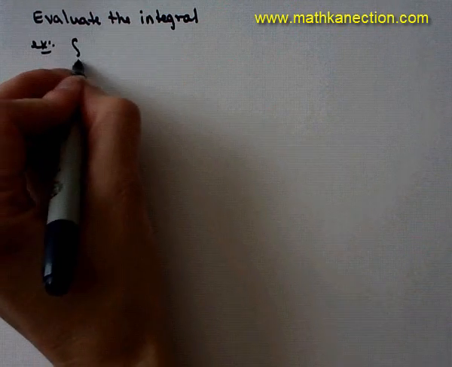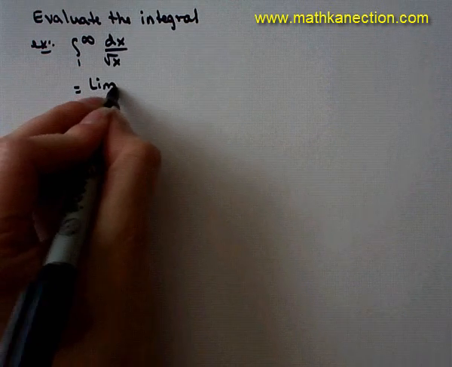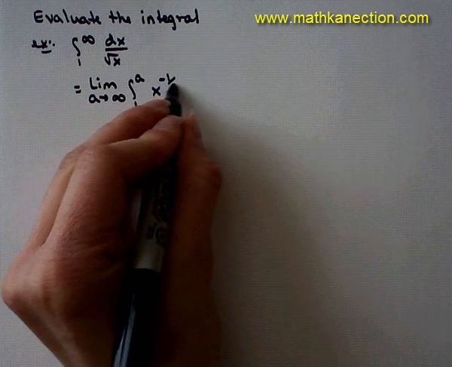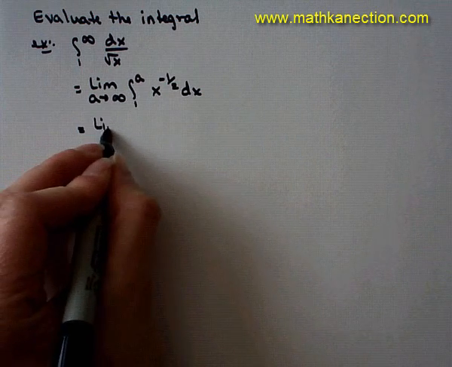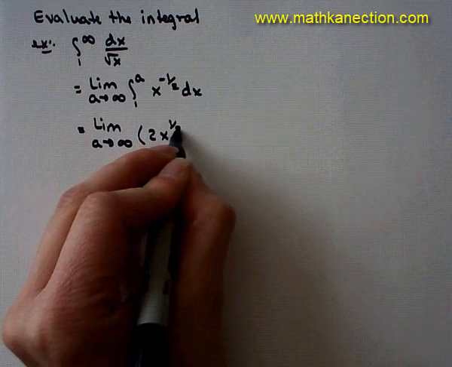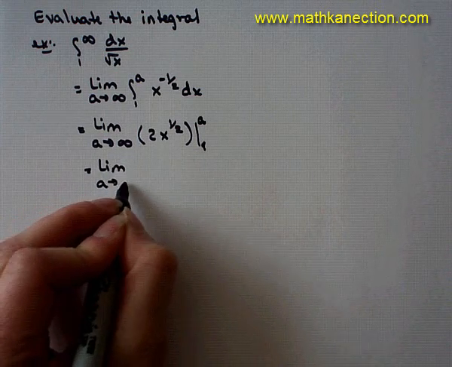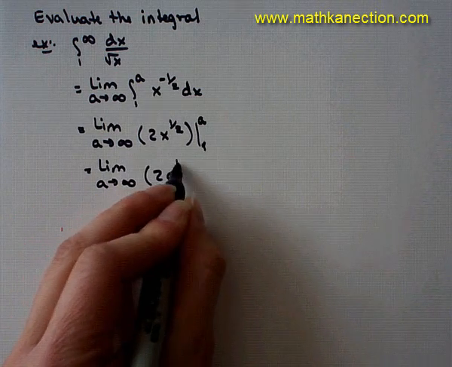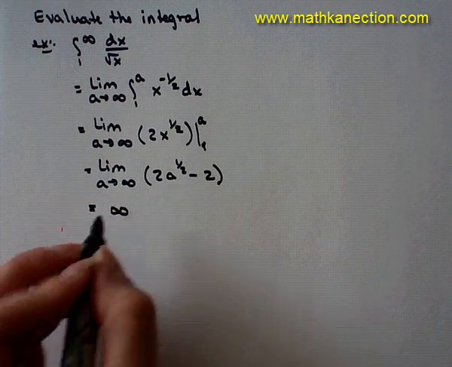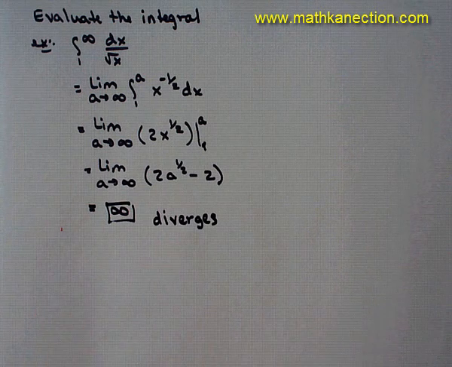So to evaluate the integral from 1 to infinity of dx over square root of x, we'll write that as the limit as a approaches infinity of the integral from 1 to a of x to the negative 1/2 dx. Then you can anti-derive. We have the limit as a approaches infinity of 2x to the 1/2 from 1 to a. Then replacing in the values of a and 1, the limit as a approaches infinity of 2a to the 1/2 minus 2. Substituting in the value of infinity, we get infinity. So this integral diverges. The area underneath that curve will become infinite.